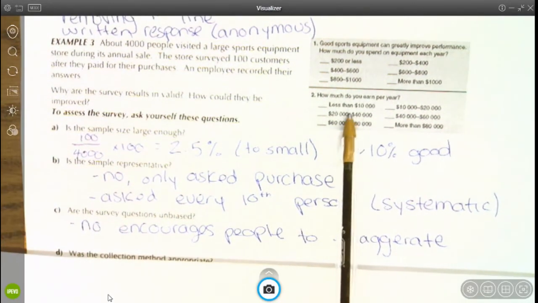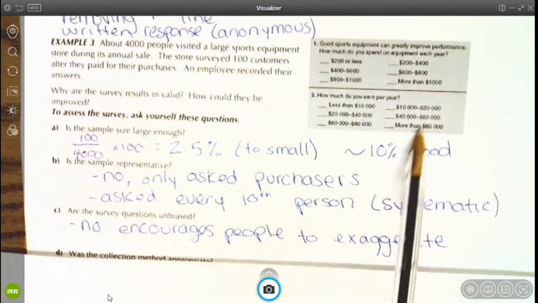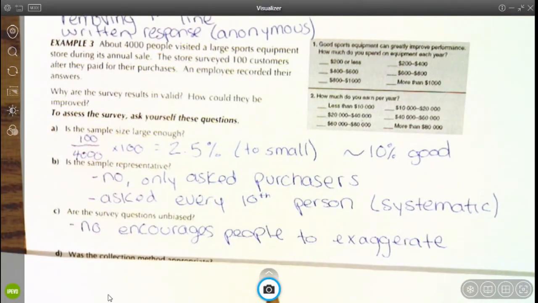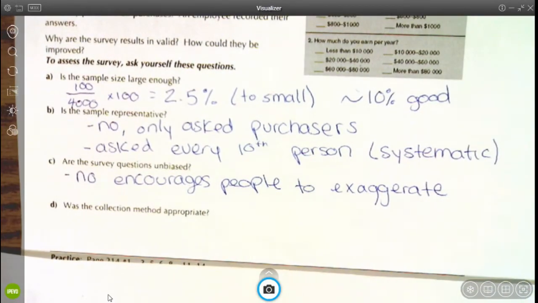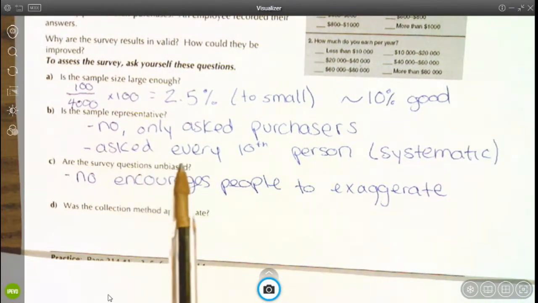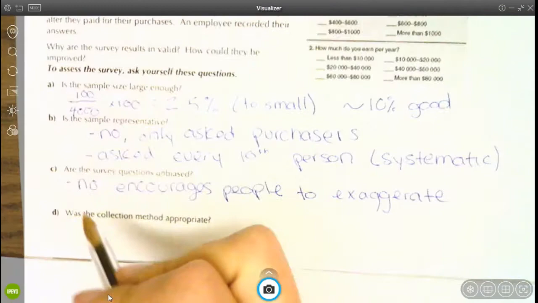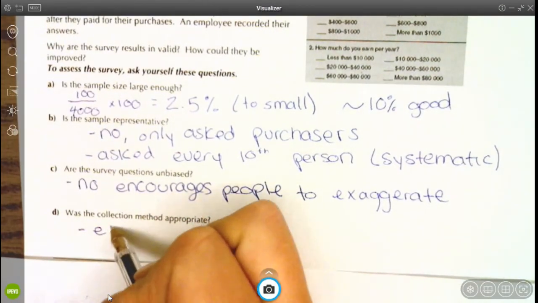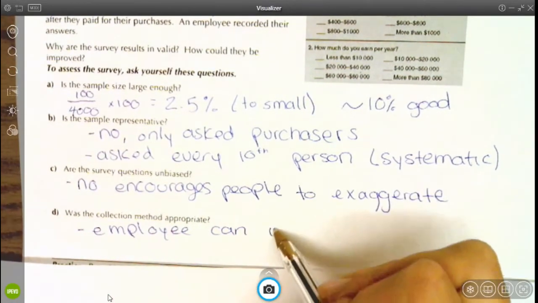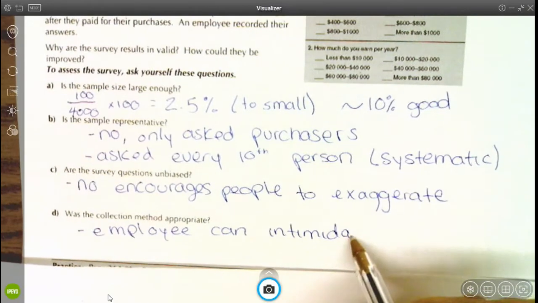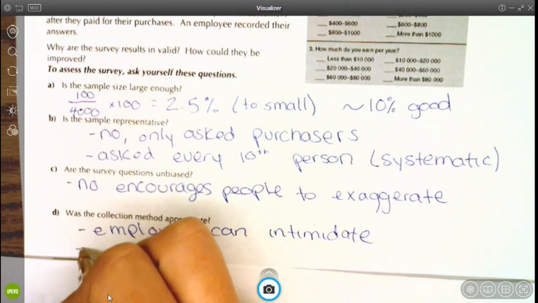Okay, and then the second one, how much do you earn per year? Again, it encourages people to exaggerate with these ranges too. And D, was the collection method appropriate? So what they did was they had employees record the answers and ask these questions. So having an employee ask you could be intimidating. It might be better to ask anonymously on paper.